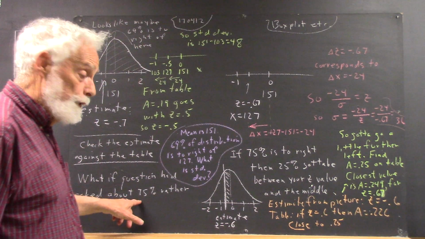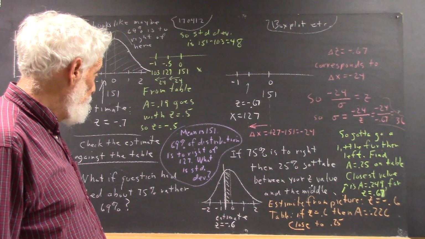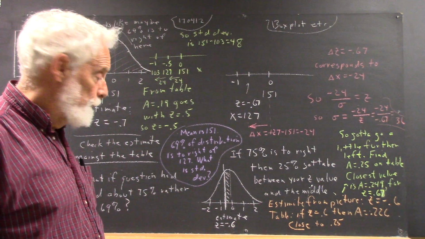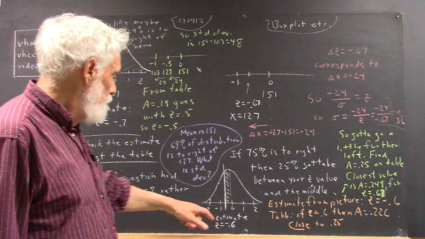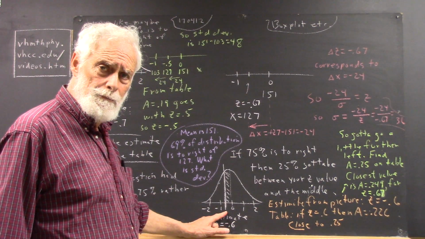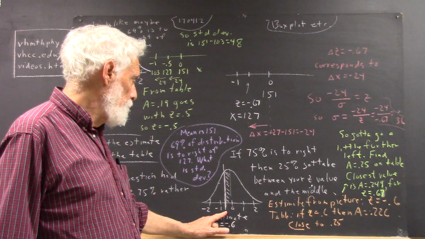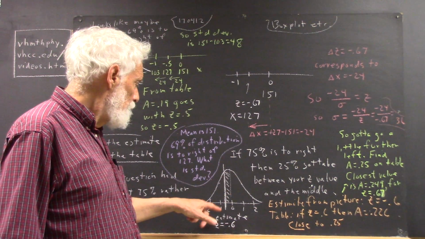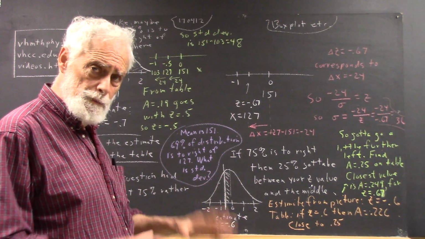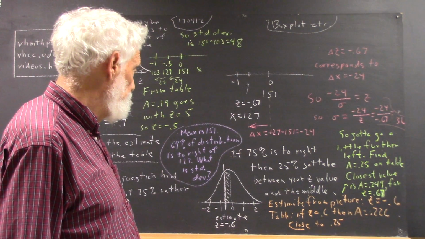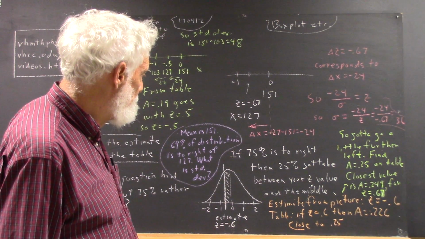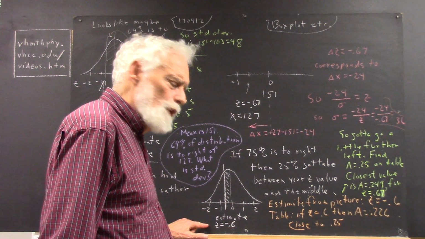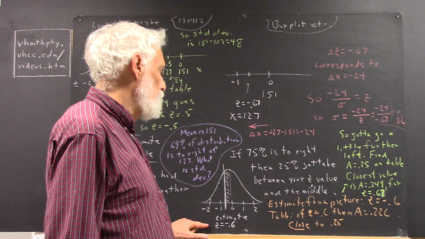So everybody did do an estimate for 75%. So we draw the curve and we do this, and most people got an estimate around negative 0.6, okay? Now some people had like negative 0.9, some people had like negative 0.5, but negative 0.6 was a fairly typical estimate. Okay, well, how well did that estimate work?